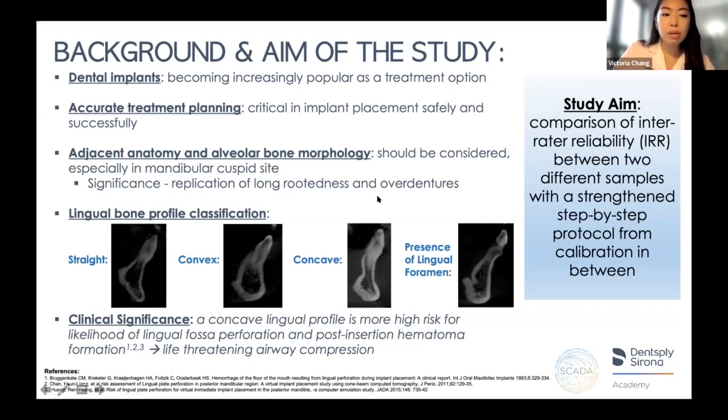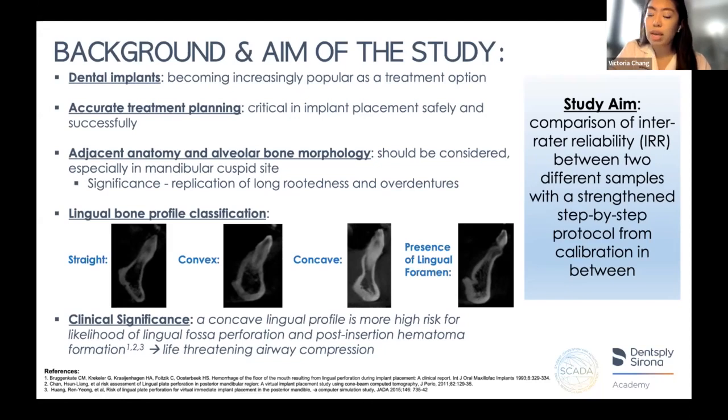And the mandibular cuspid site has a lingual bone profile that can be classified in 3 ways: straight, convex, and concave, as illustrated in these radiographs. I also included a radiograph where you can see the presence of lingual foramen. And in the literature, it's been reported that a concave lingual profile, pictured third, is more high risk for likelihood of lingual fossa perforation and a post-insertion hematoma forming, which can lead to elevation of the tongue and suffocation, life-threatening airway compression, which is really awful clinically.